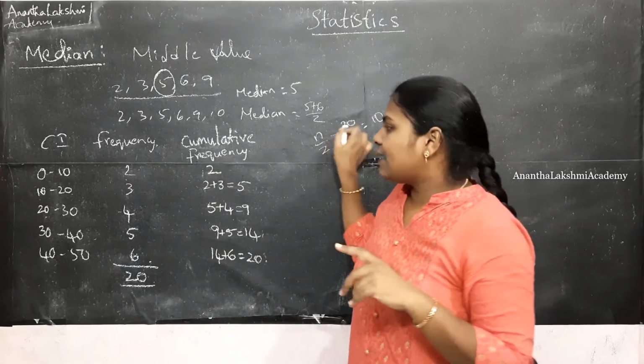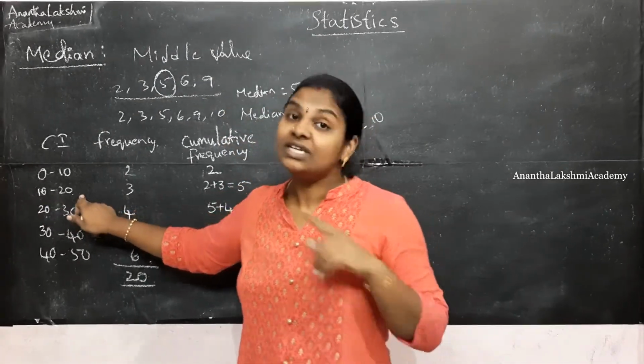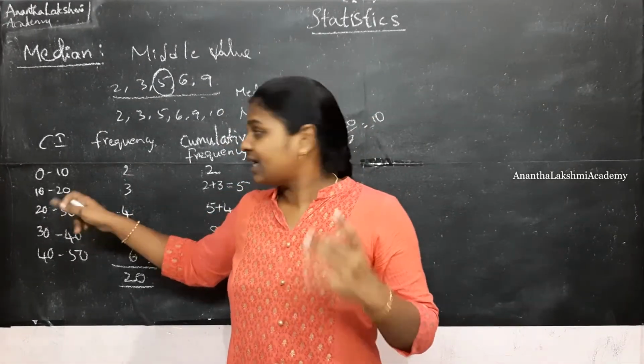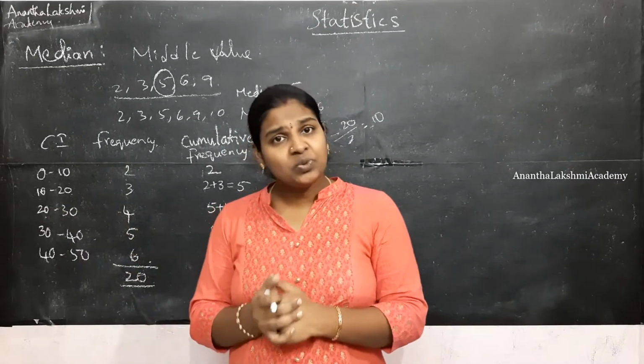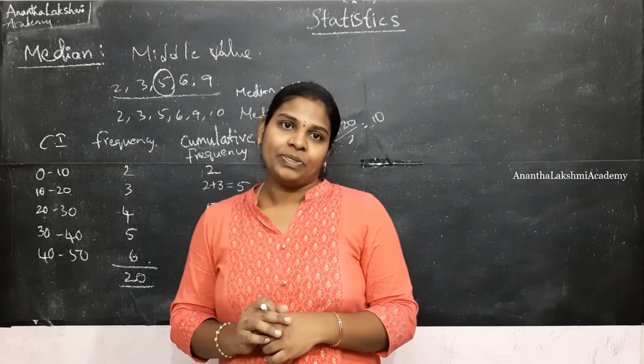But here n by 2, when I say 10, where is it going to fall? It is going to fall in between 10 to 20. Can I write the median falls between 10 to 20? No, we need to have a specific value for the median. How do we do that?